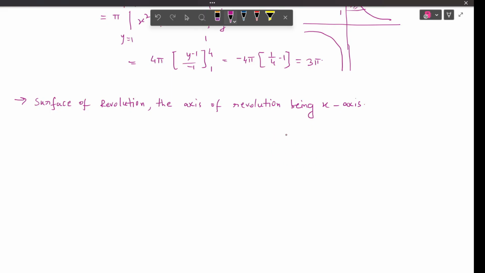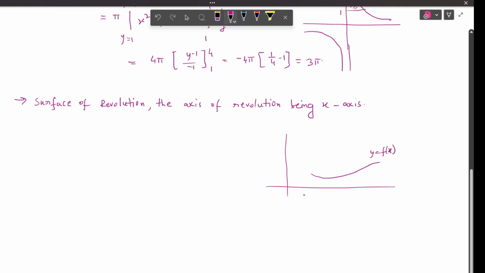So let us draw the graph. Let us say we have a curve look like this. This is your y equals f of x curve, and you have revolved this around x-axis.